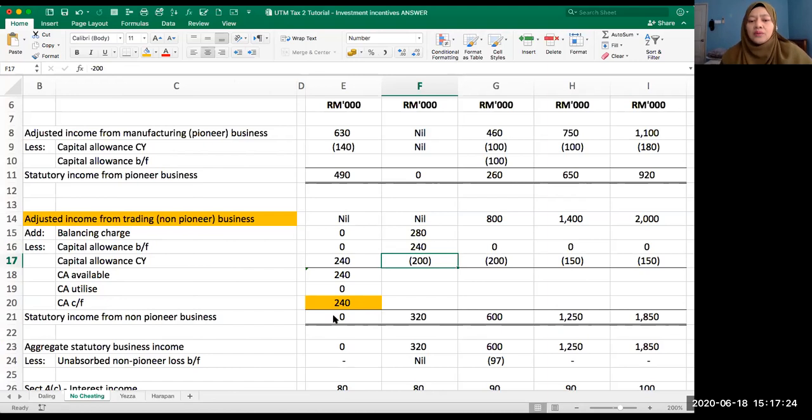Kalau you boleh masukkan 200, you boleh masuk current year figure ni, you boleh masuk siap-siap dah. Alright, based on the information provided, you boleh plug in your current year CA. 200, 200, 150, 150. So how much is available? Available is your brought forward plus your current year. So nampak kat sini kenapa current year negatif ni?